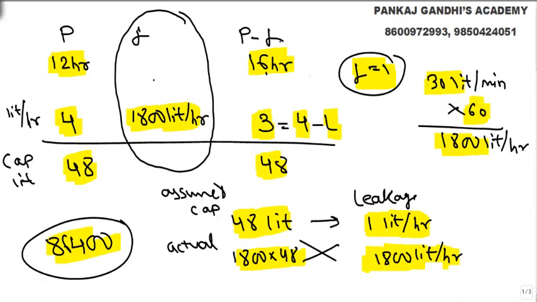Now the smarter way is, leakage actual speed is given, keep it aside. In 12 hours the pipe fills the complete tank, in 16 hours pipe minus leakage fills the tank. If capacity is 48, pipe per hour is 4, pipe minus leakage per hour is 3, so leakage per hour is 1. So if assumed capacity is 48, leakage per hour is 1, leakage per hour is 1800, what is the capacity?